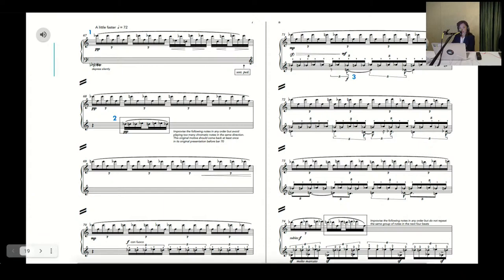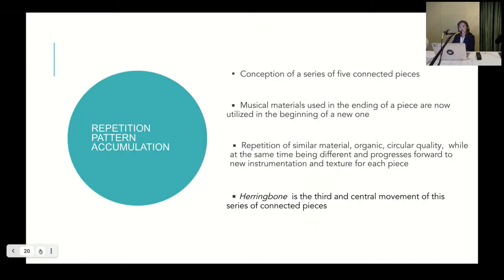That was creating textural complexities. With that, I presented the last work in this series that I was talking about, which is part of my series of five connected pieces. Here, I talked about how I use repetition, pattern, and accumulation on a micro level, in a particular piece, for example Herringbone, but at the same time it applies to a larger structure at the macro level, which I would explain.